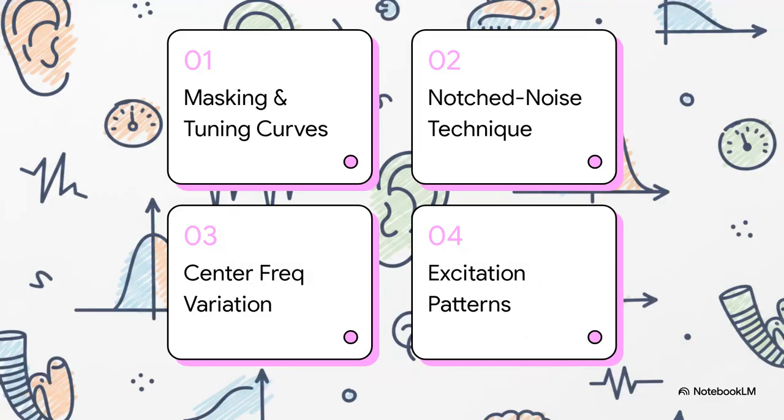So, here's our quick roadmap for today. We're going to start with section 5.4.1, masking and psychophysical tuning curves. Then we'll move right into 5.4.2, the notched noise technique, check out 5.4.3, variation with center frequency, and finally wrap up with 5.4.4, excitation patterns.